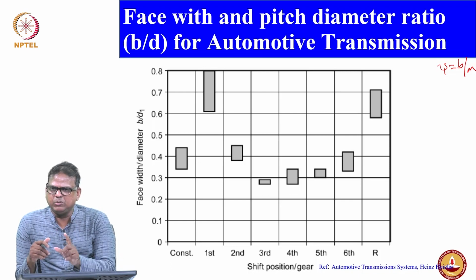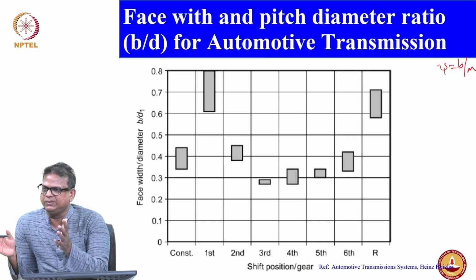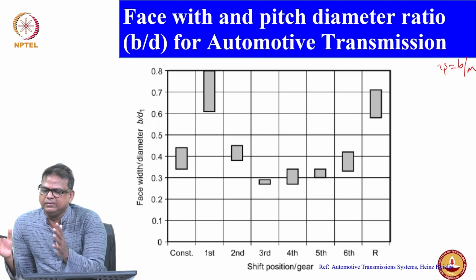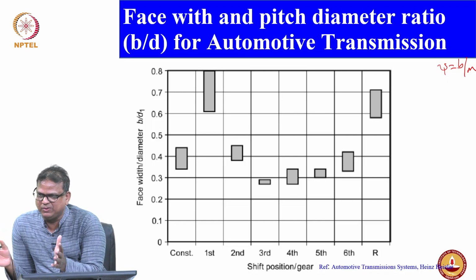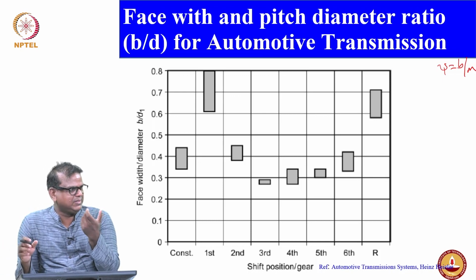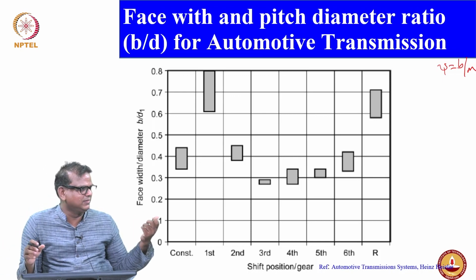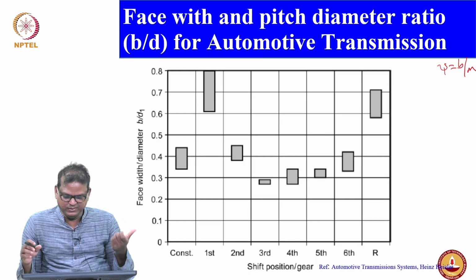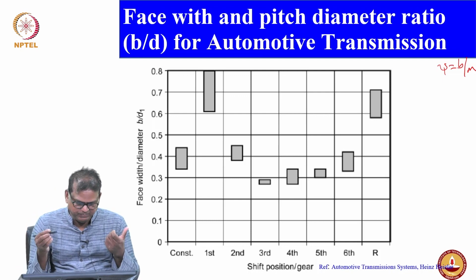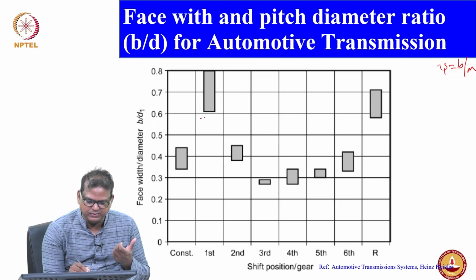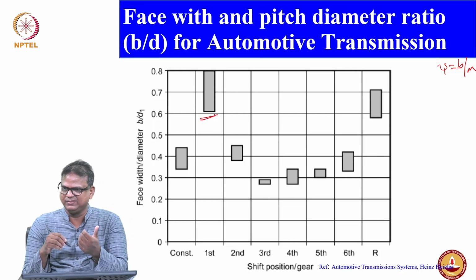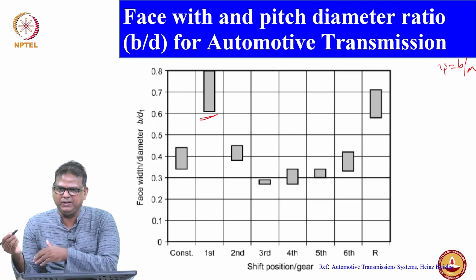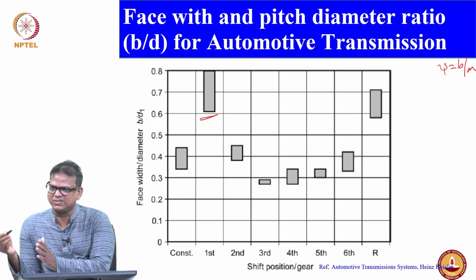Remember, in automobile application we want to reduce the weight as much as possible. If you keep the face width the same for all the gears, it will be heavy, which means fuel consumption will be more. We don't want that. Look at the first gear: it will have a high torque because the speed is low.